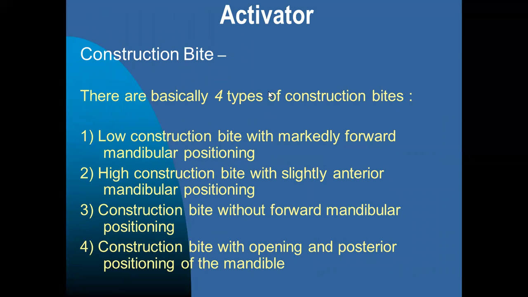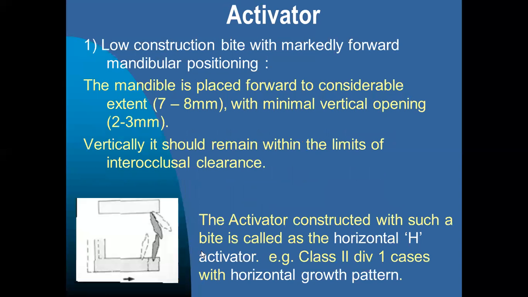There are 4 types of construction bite for an activator. We'll be coming to the low construction bite with markedly forward mandibular positioning, a high construction bite with slightly anterior mandibular positioning, a construction bite without forward mandibular positioning, and the 4th one, the construction bite with opening and posterior positioning of the mandible. The first one, we can see, is a low construction bite with markedly forward mandibular positioning.